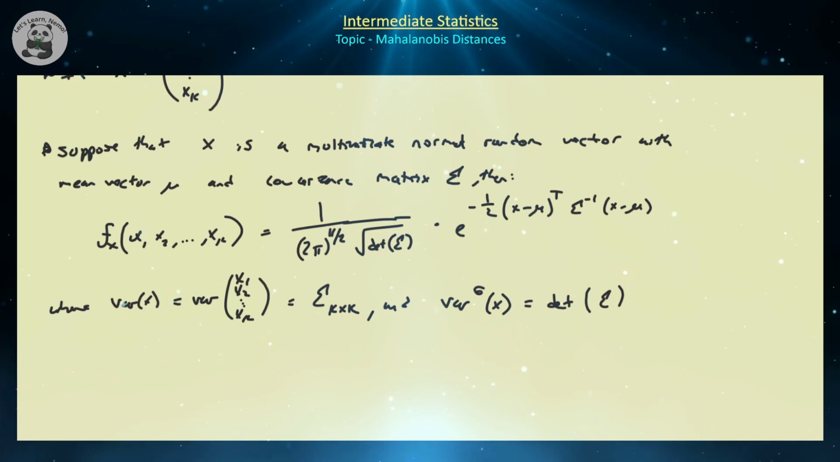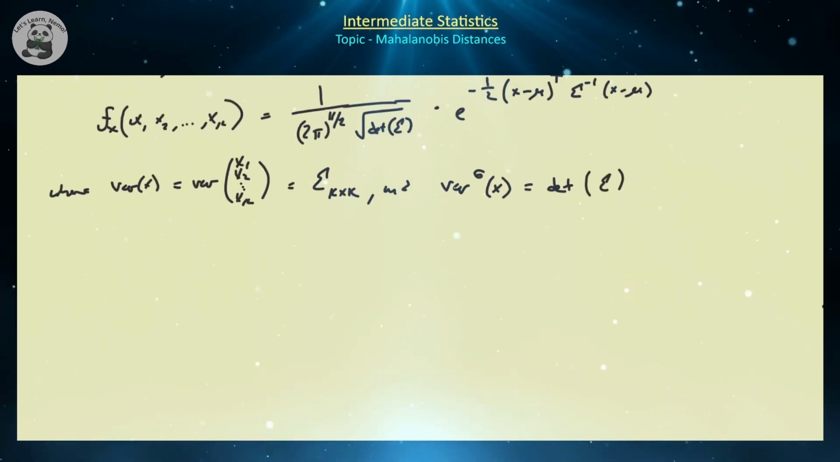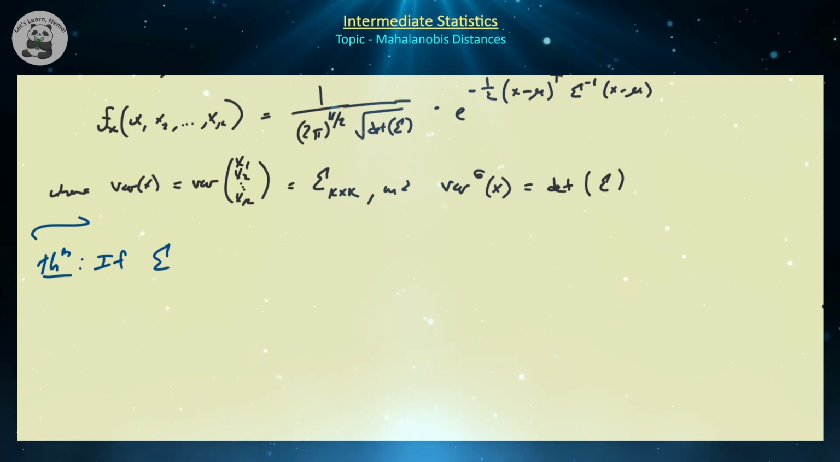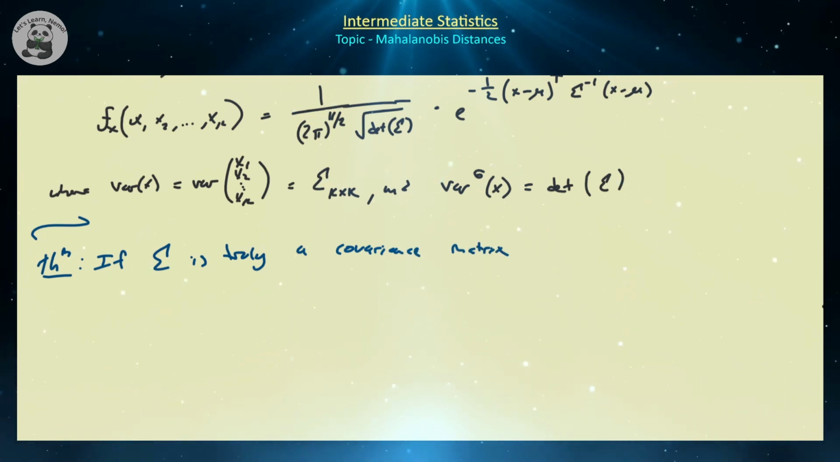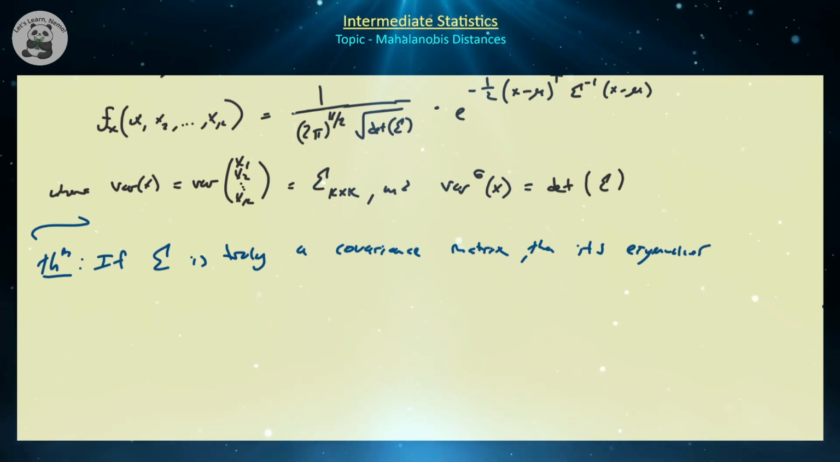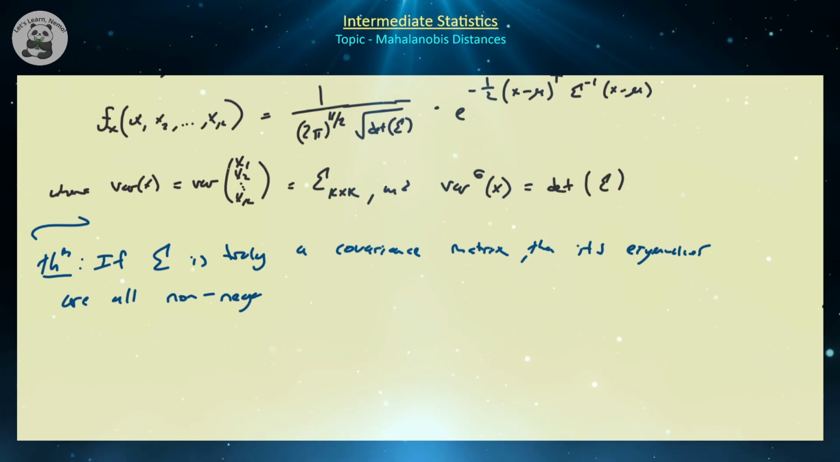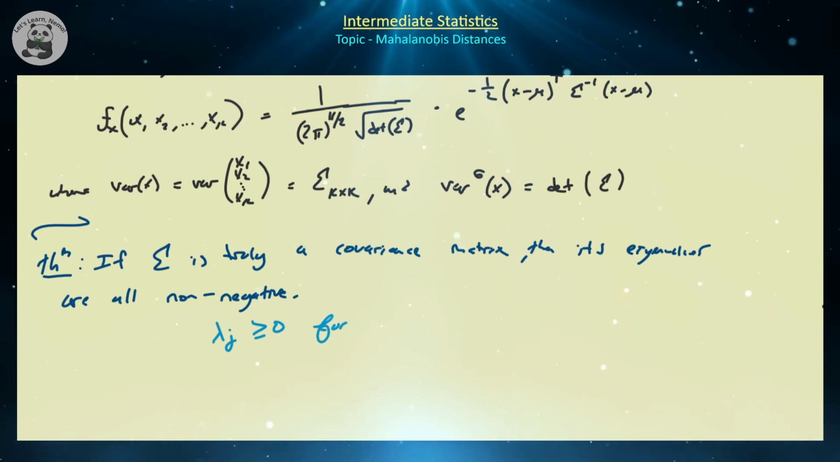Let's talk about a couple of theoretical things about the covariance matrix and its determinant that you probably should know at this point, but if not, let's just mention them. One theorem that you definitely should know is the following. If sigma is truly a covariance matrix, and when I say truly a covariance matrix, I don't just mean a matrix of covariances. I mean a covariance matrix in terms of its structure, not just its elements. Then its eigenvalues are all non-negative. That means they can be 0 or they can be positive. So we can write that as lambda j is greater than or equal to 0 for j equal to 1, 2, all the way down to k.